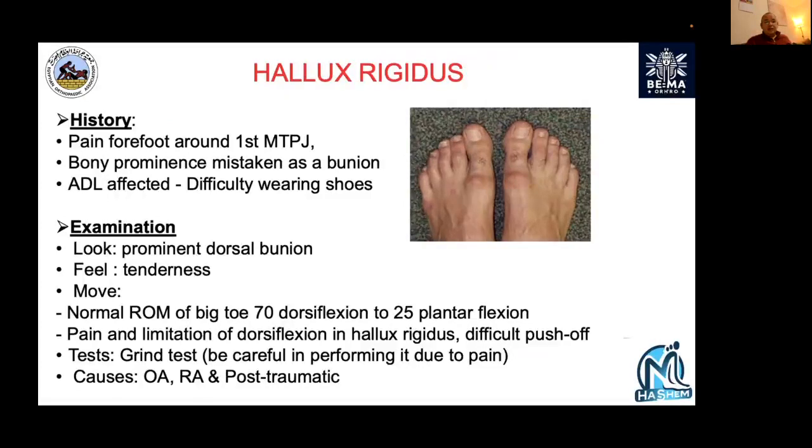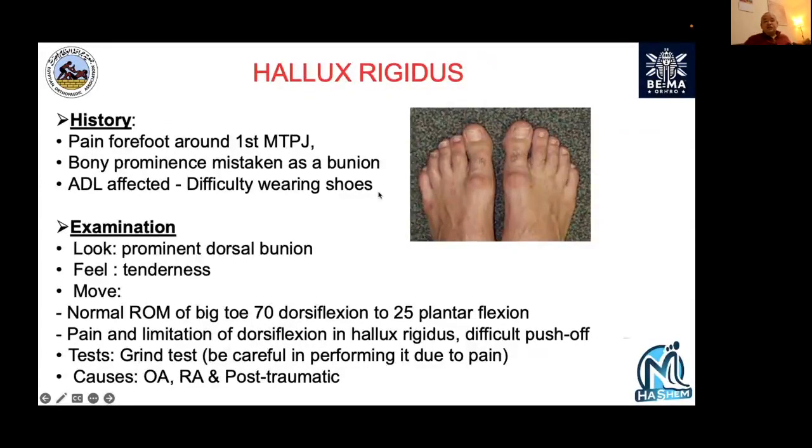So the patient will come to you with a history of pain. The pain is mainly around the first MTP joint. As you can see, it could be some bony prominence here, which may be missed as a bunion. As you can see, this is not a bunion. This is mainly a dorsal osteophyte. A bunion will always be on the medial side, but this is purely a dorsal osteophyte.